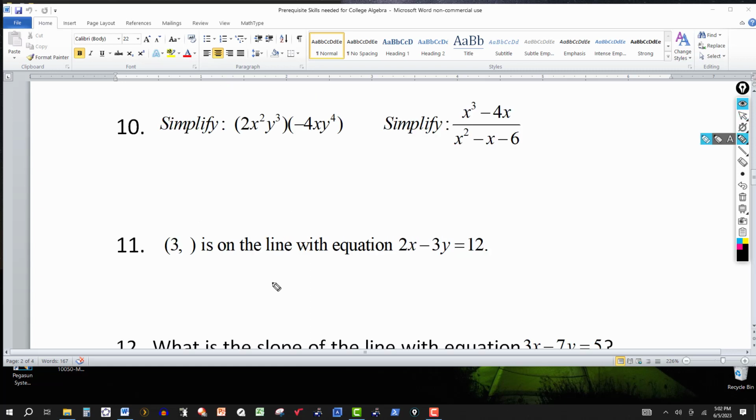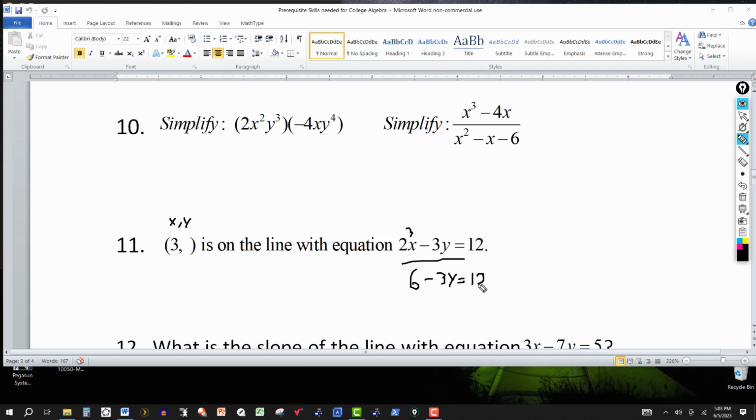Okay, basic ideas about lines. Here we're looking for a point that's on the line that has this equation. So remember, the points on the line are given by ordered pairs. So here they're telling you x is equal to 3. What's the y coordinate? So put a 3 here. This would be 2 times 3 is 6 minus 3y equal to 12.